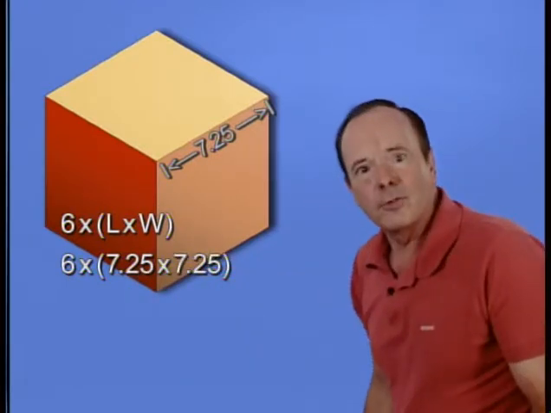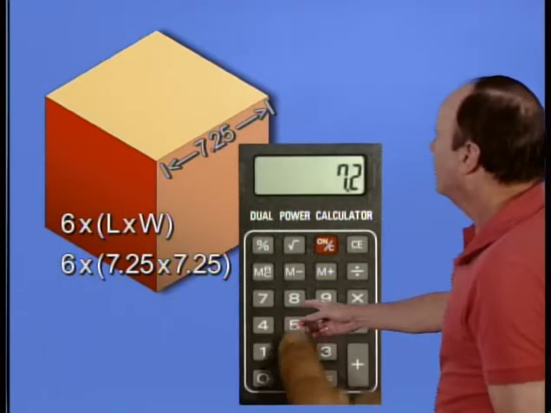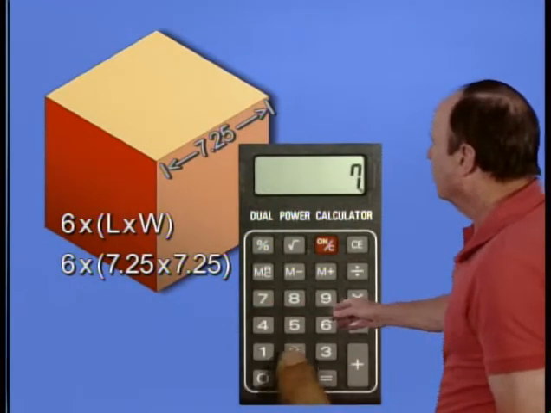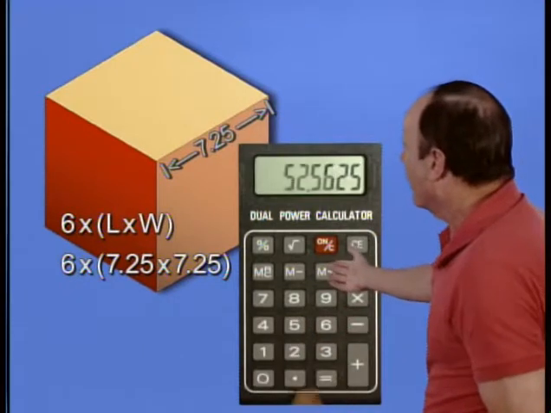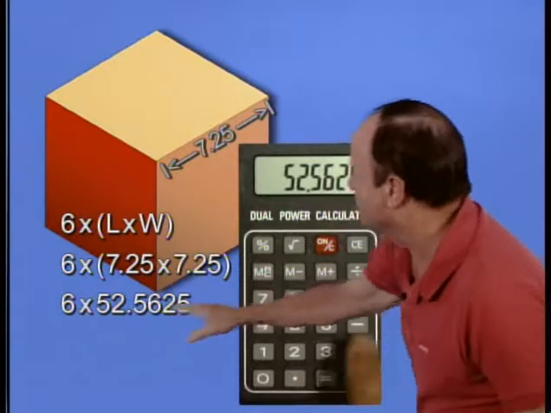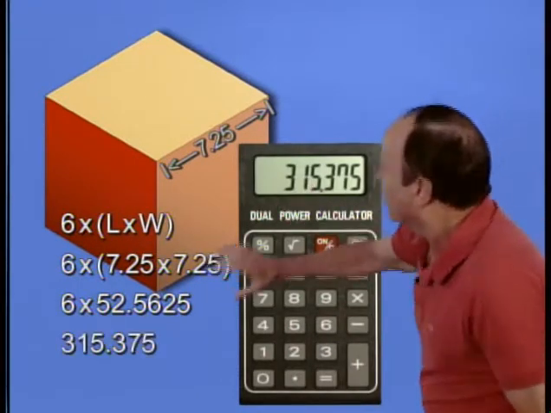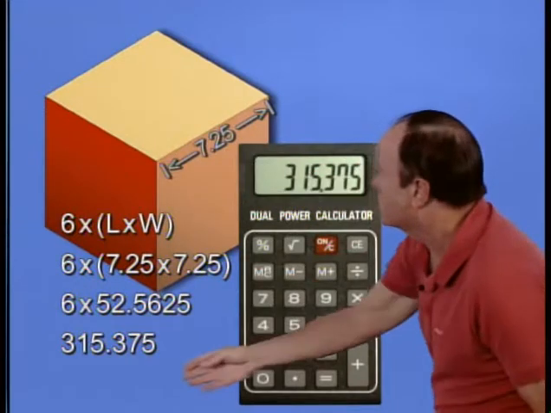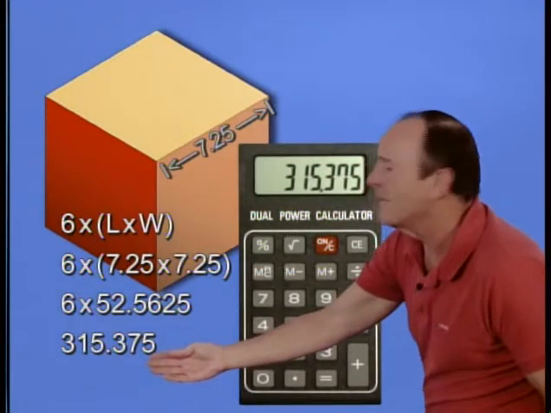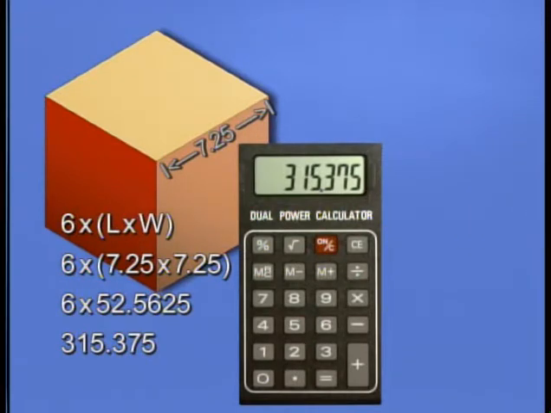Now, all we have to do is get the calculator out, and we'll take 7.25 times 7.25, and we get an answer for that, which we don't particularly care about. It's 52 and something or other, and multiply that times 6, and we find out that the total surface area of this cube is 315.375 square inches.